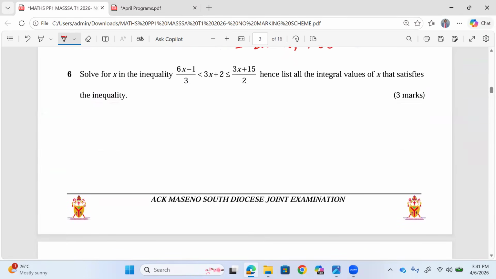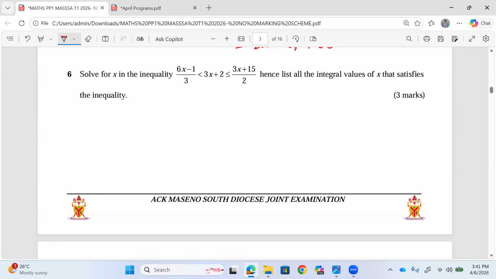Number 6 now. Solve for x in the inequality (6x minus 1) over 3 less than 3x plus 2 less than or equal to (3x plus 15) out of 2. Hence, list all the integral values of x that satisfy the inequality. This is what we call simultaneous inequalities.